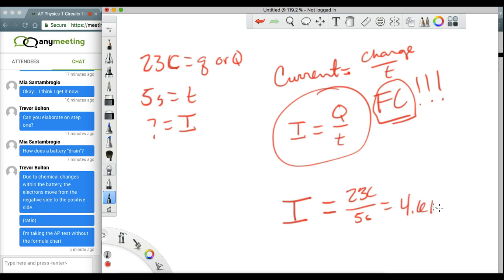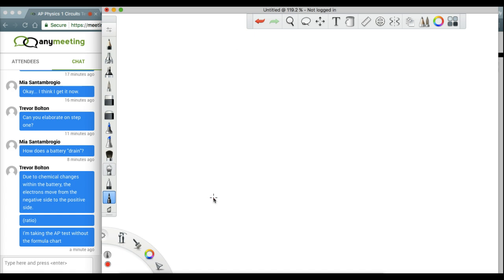And what is current measured in? You guys should know this. It is amps, which is just a coulomb per second. All right, that was the second one on the back of the bonus. And then the last one, this will be our last question for the night.